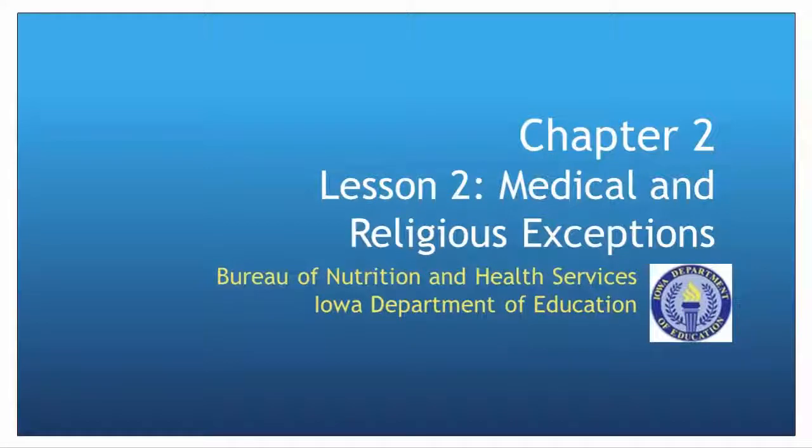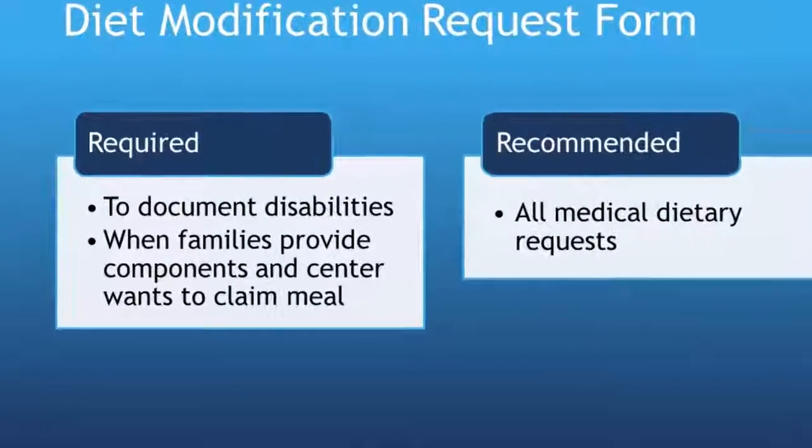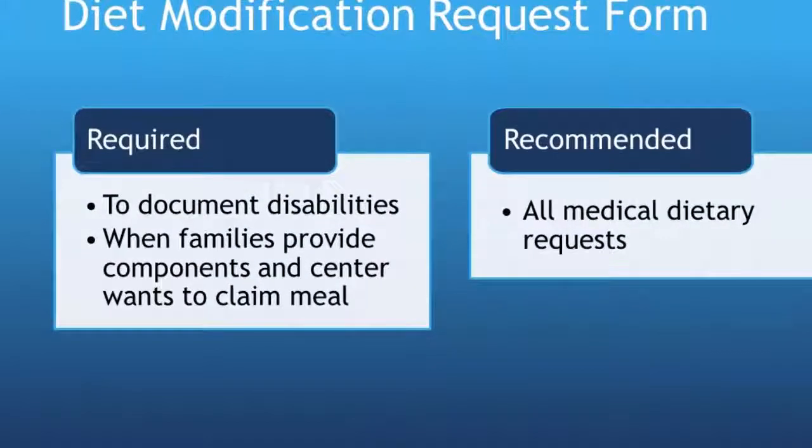This lesson explains CACFP procedures to follow if an individual has a special dietary need for medical or religious reasons. The information is in Chapter 2 of the CACFP Administrative Manual. A diet modification request form is required to document disabilities. The form is also required whenever families provide meal components and the center wants to claim the meal.